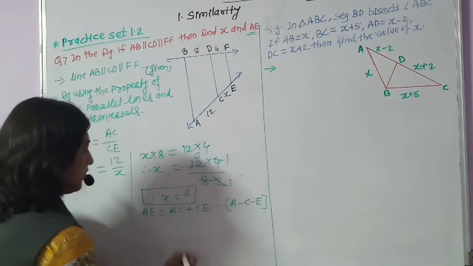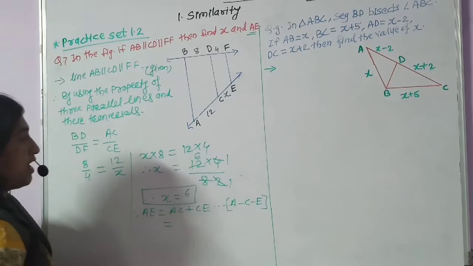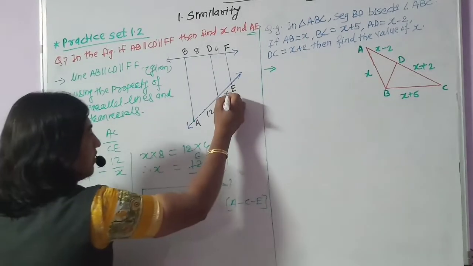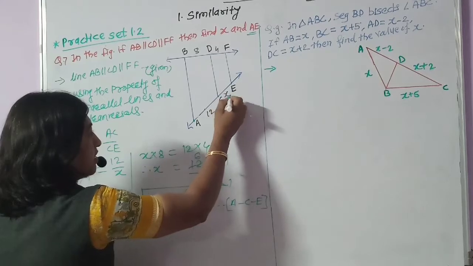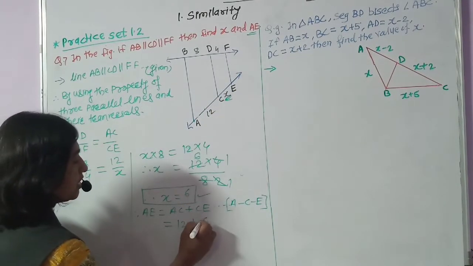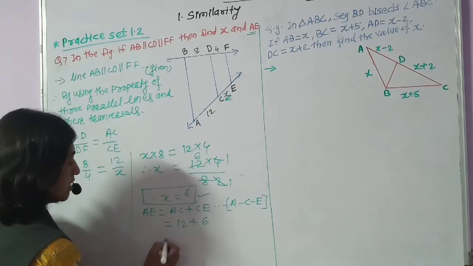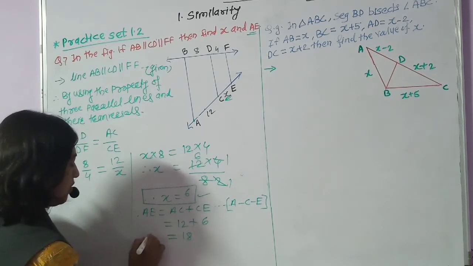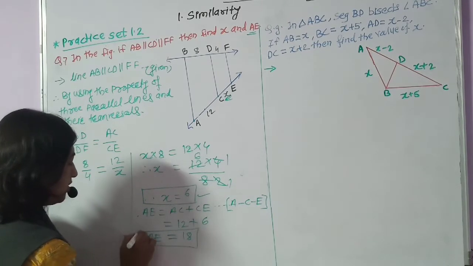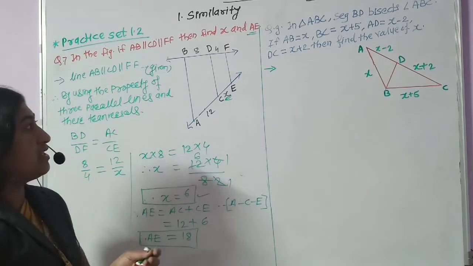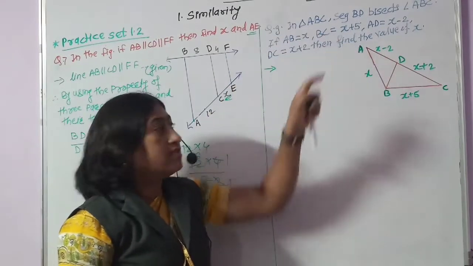Give the reason. Therefore AE equals, the value of AC is 12 and the value of x means the value of CE. We got here already x is 6. Therefore we put the value of CE equal to 6, which is 12 plus 6 equals 18. Therefore we got the value of AE equal to 18. Understood? Next we will see example number 9.